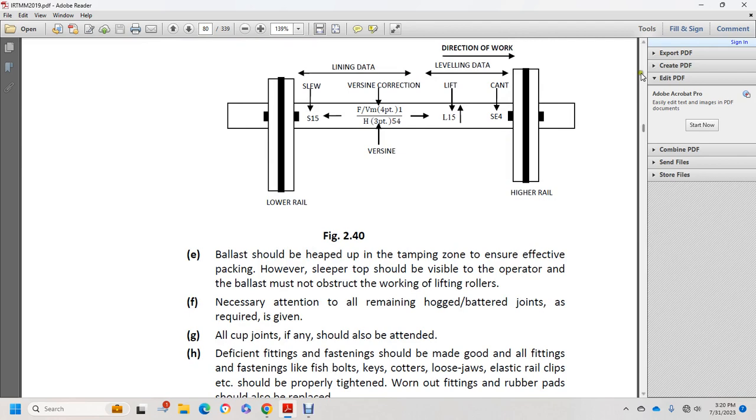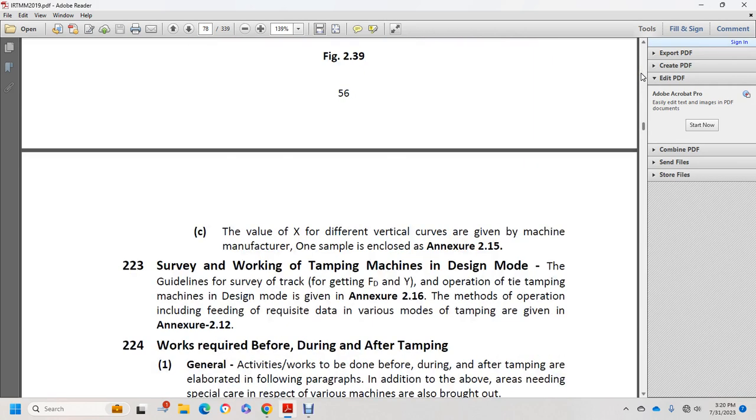Alright, we're going to stop the page here at 224, works required before, during and after tamping.